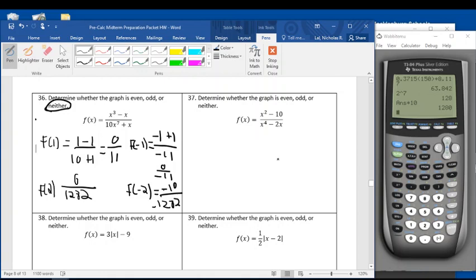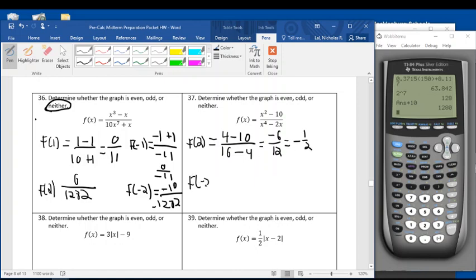37. Determine whether the graph is odd, even, or neither. This is going to be x squared minus 10 over x to the 4th minus 2x. Once again, let's just do 2 and negative 2. So f of 2 is equal to 2 squared, which is 4, minus 10, over 2 to the 4th, which is 16, minus 4, so that's going to be equal to negative 6 over 12, which is equal to negative 1/2.